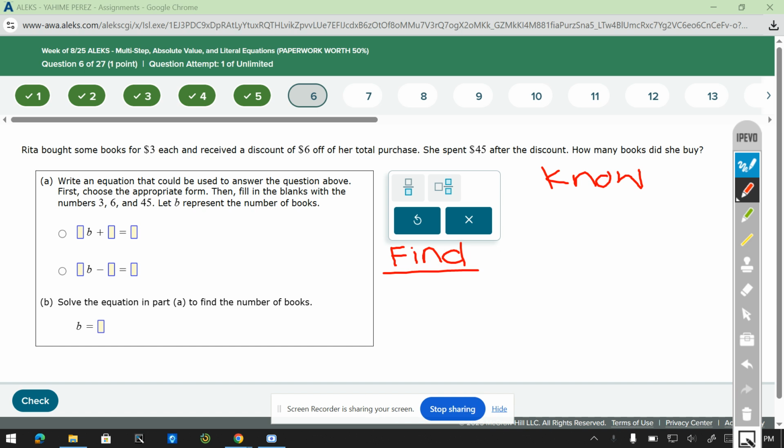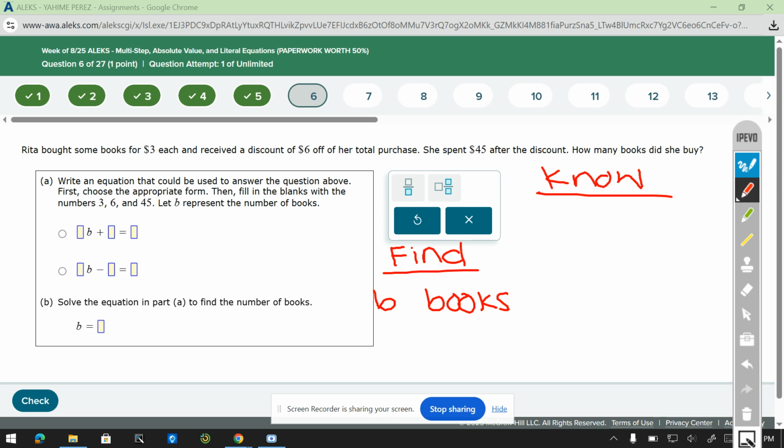So in this word problem, we've got Rita who bought some books for $3 each and received a discount of $6 off her total purchase. She spent $45 after the discount. How many books did she buy? So the question is, how many books did she buy? So we're trying to find the books, right?